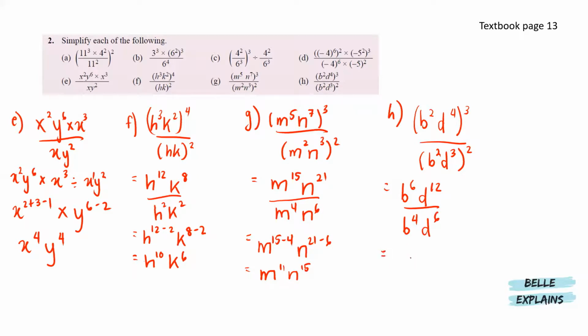So once again we will subtract. So b, 6 minus 4, and d, 12 minus 6 gives b to the power of 2 and d to the power of 6.